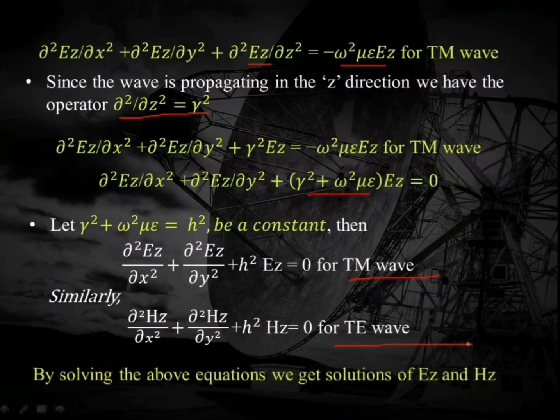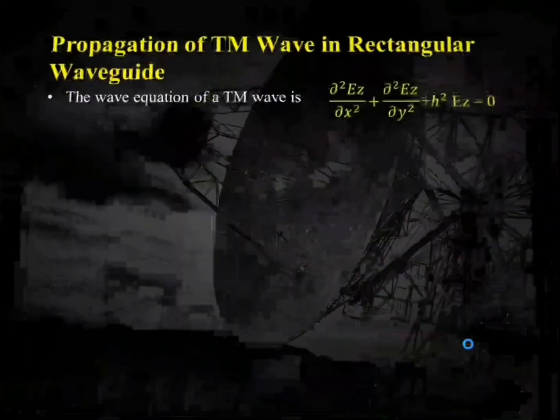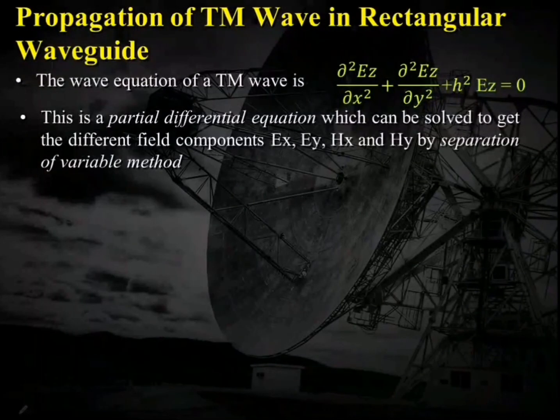The solutions of these can be obtained by solving through the separation of variables method. In the case of TM wave, that is del square by del x square of Ez plus del square by del y square of Ez plus h square Ez is equal to 0, we can obtain the solution of Ez.